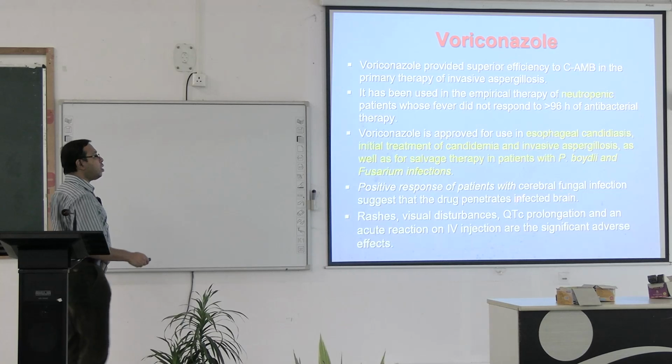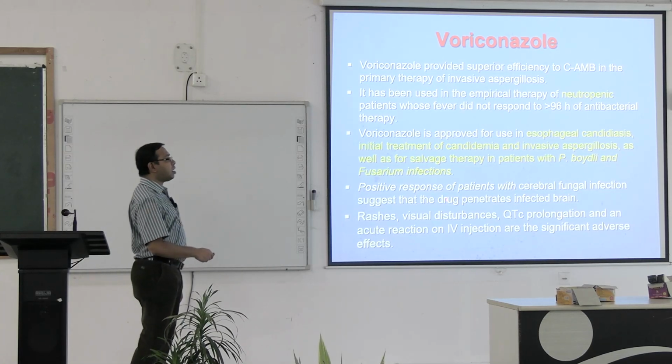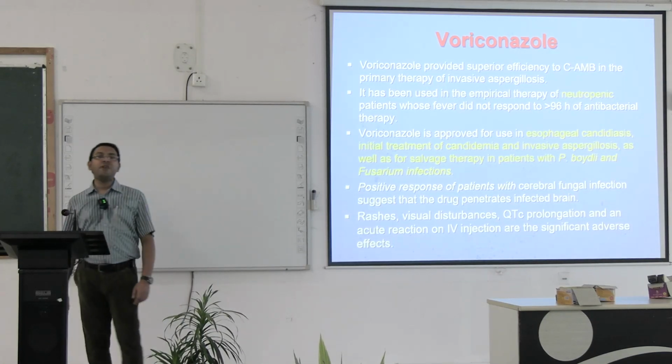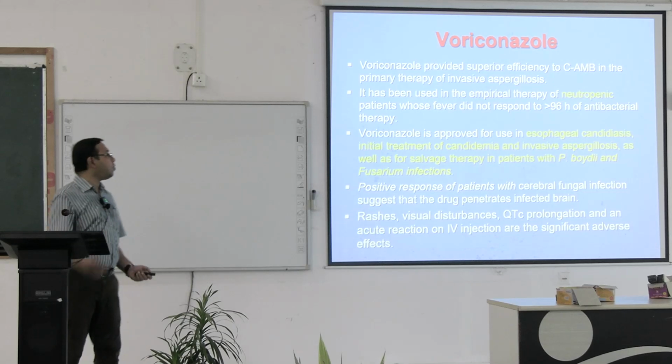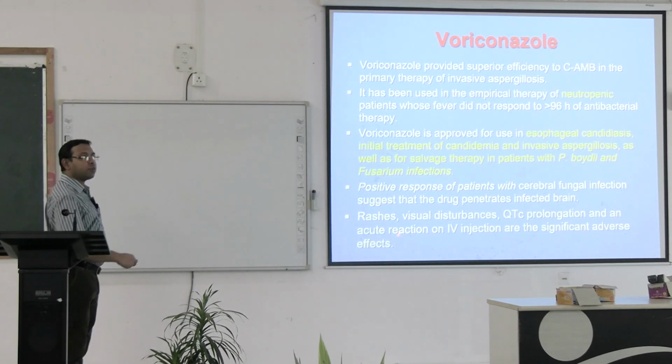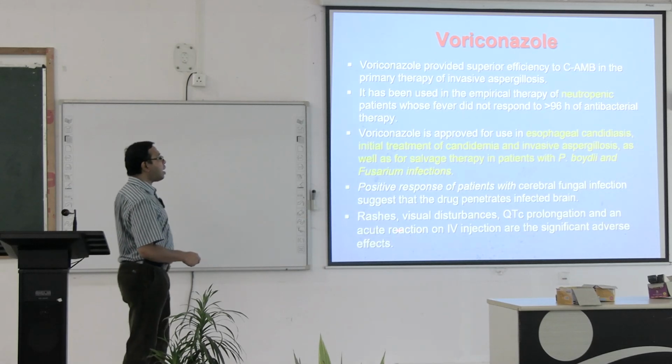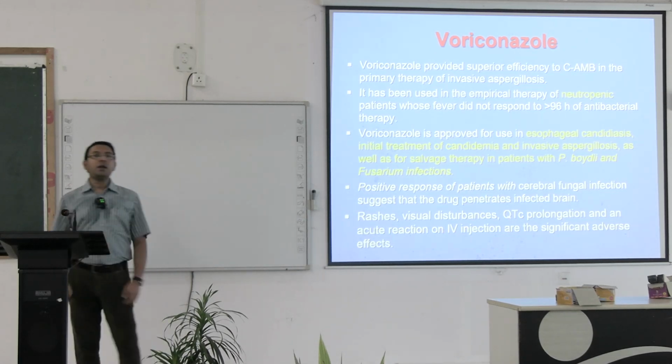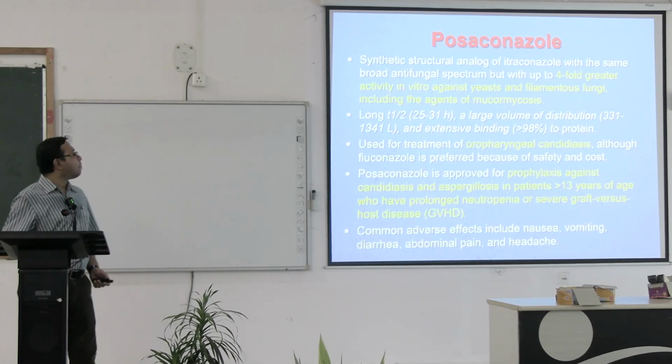Positive response with cerebral fungal infection suggests that this drug also penetrates the infected brain. So voriconazole can be given when there is some brain involvement. Rashes, visual disturbance, QTc prolongation and acute reaction on IV injection are the significant adverse reactions.